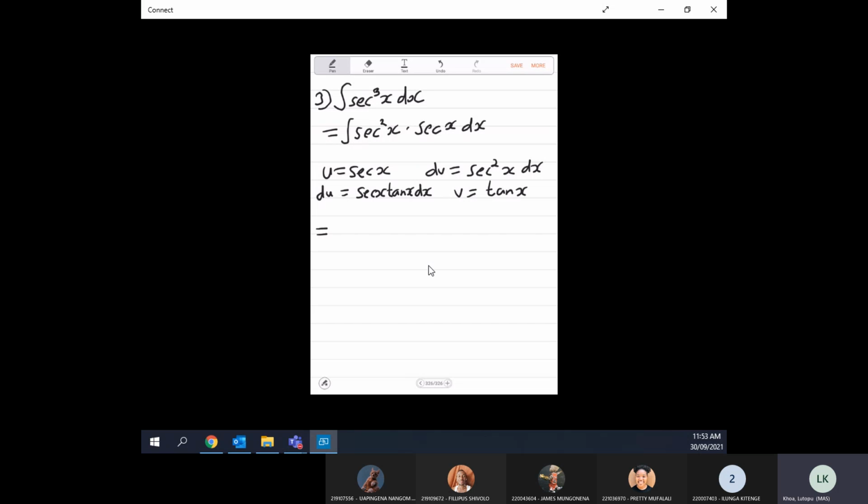Okay, so we have everything we need in order to integrate by parts. So this is u times v, so it's sec x tan x, and then subtract v times du. So you'll have sec x times tan squared of x dx.